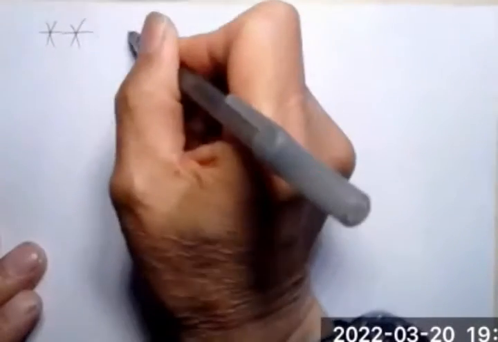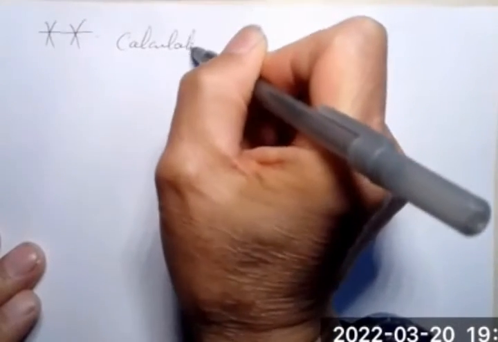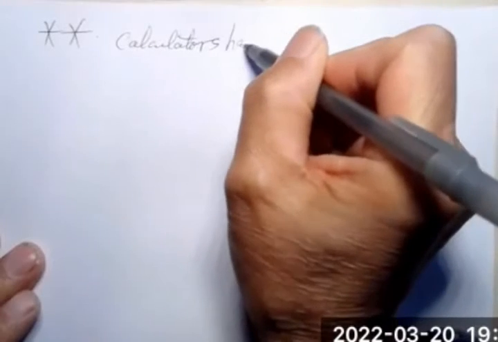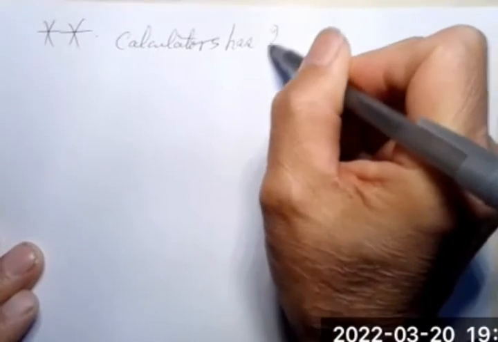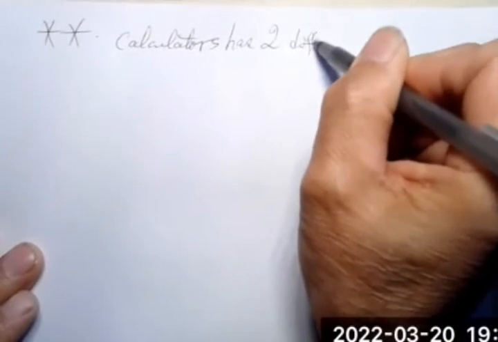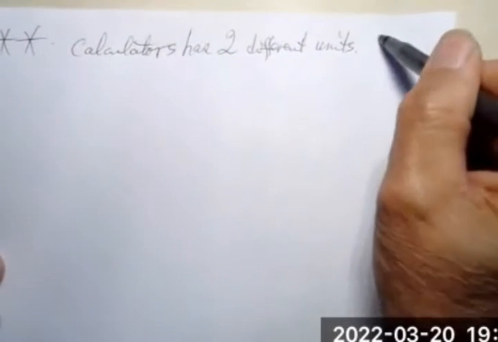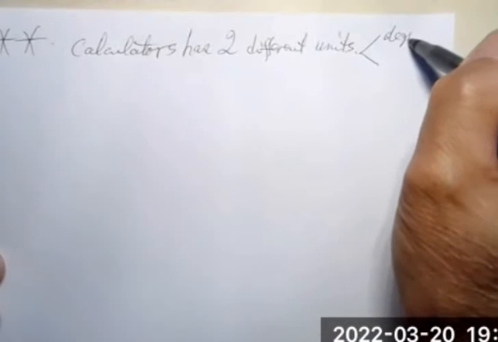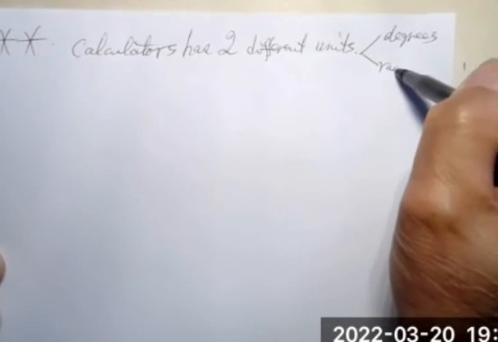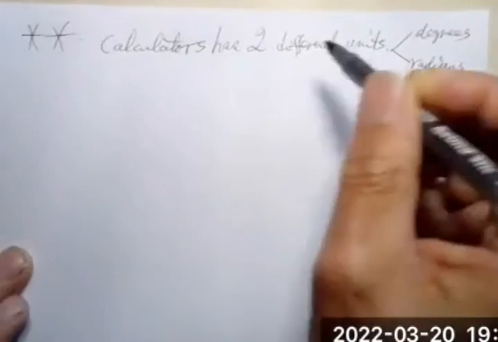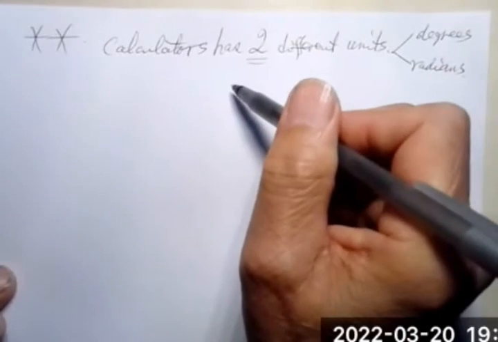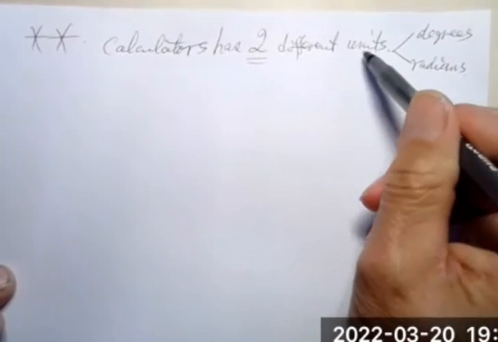Now, if you use the calculator, watch for the unit on the calculator. Most scientific calculators have two different units. What are they? The degrees and the radians. So you need to check. Some calculators show it visibly, some do not.